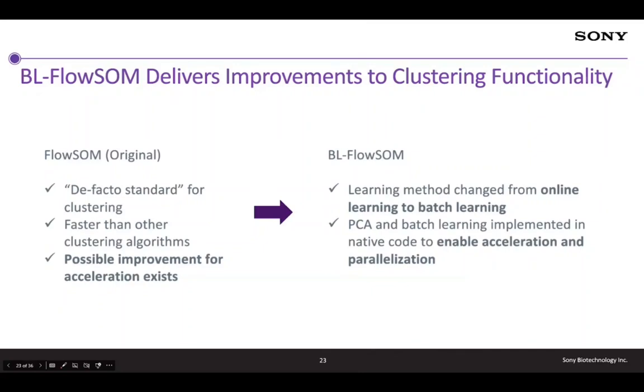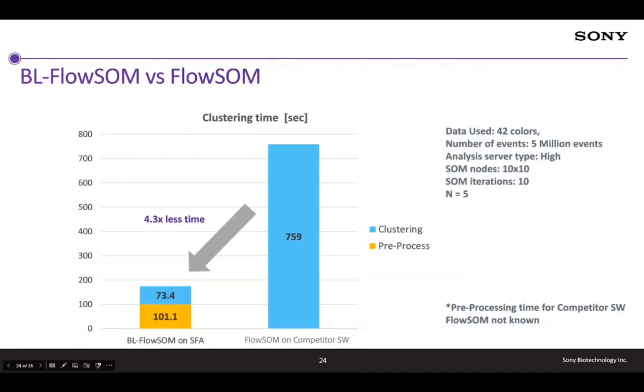So we changed our learning method from online learning to batch learning, and principal component analysis and the batch learning were implemented in the native code to enable more efficient analysis using our batch learning FlowSOM compared to the original FlowSOM algorithm. What this allows you to do is analyze your data in much, much less time. So we have an over 4x reduction in the time that it takes to analyze your events. We have a 42 color panel, and there were 5 million events, and we were able to really reduce the amount of time it took to analyze that number of events using batch learning FlowSOM.